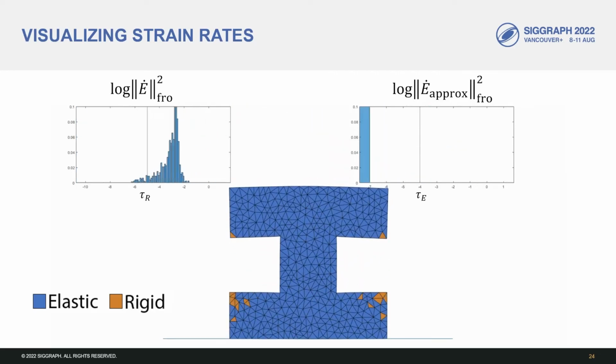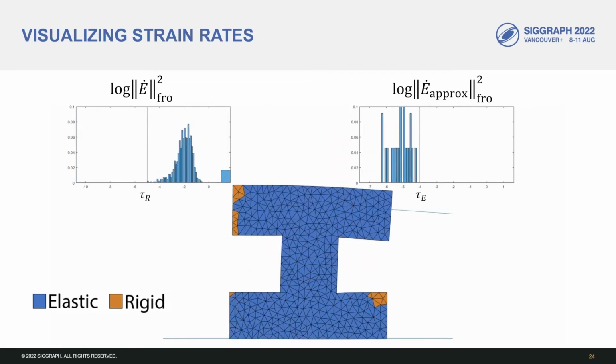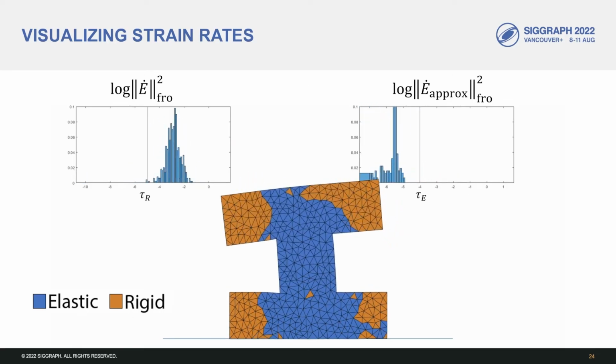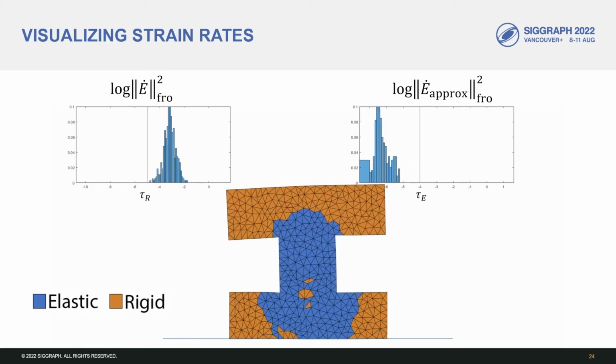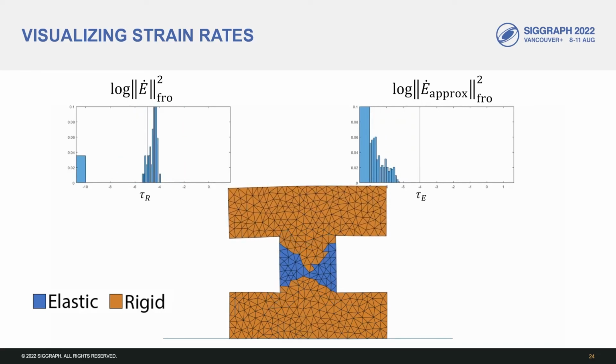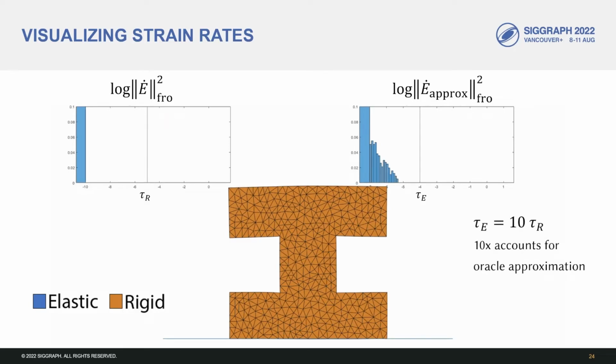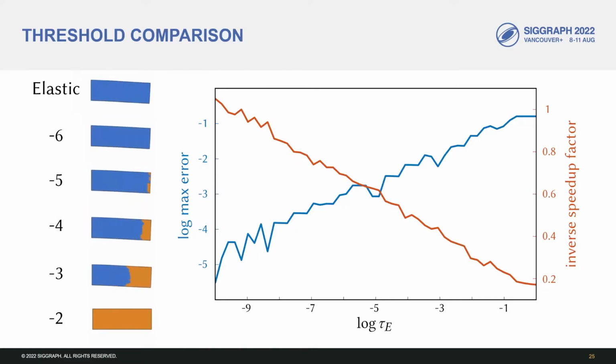How do we set our thresholds? We can get some intuition by looking at the histograms of the strain rate and approximate strain rates. Here, the histogram on the left shows the strain rates of elastic elements, while the histogram on the right shows the approximate strain rate of elements within rigid bodies. We set the elastification threshold to be an order of magnitude bigger than the rigidification threshold to account for the oracle's approximation error. Choosing the threshold allows us to tune what is more important, the visual consistency or the speed of the simulation.